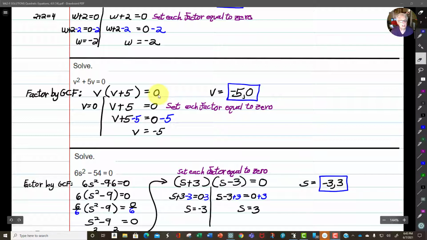Set each factor equal to 0. The v is a factor, and v plus 5 is a factor. v equals 0 is already solved. v plus 5 equals 0 solves to v equals negative 5. So I have two solutions to this equation. Don't forget your 0. It's so easy to forget that little 0. Negative 5 and 0 are the solutions to the equation.